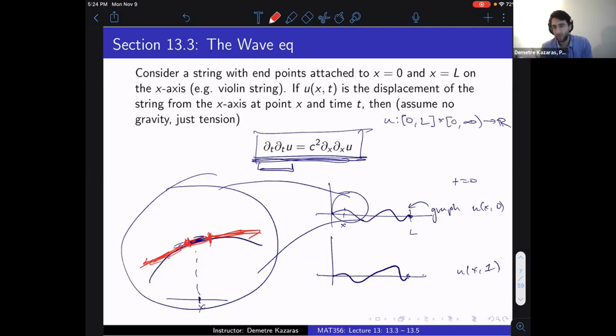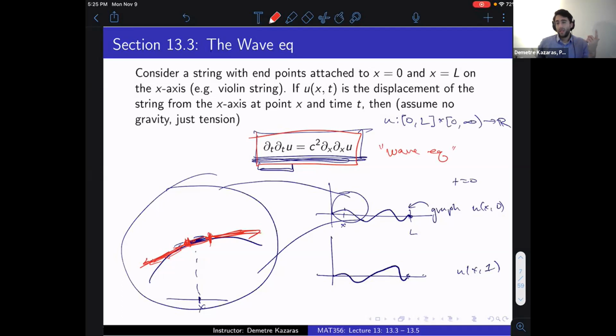Anyway, so that's why force equals mass times acceleration gives you an equation like this. Two time derivatives is proportional to two x derivatives. This is the wave equation. The C is some number that depends on the material.